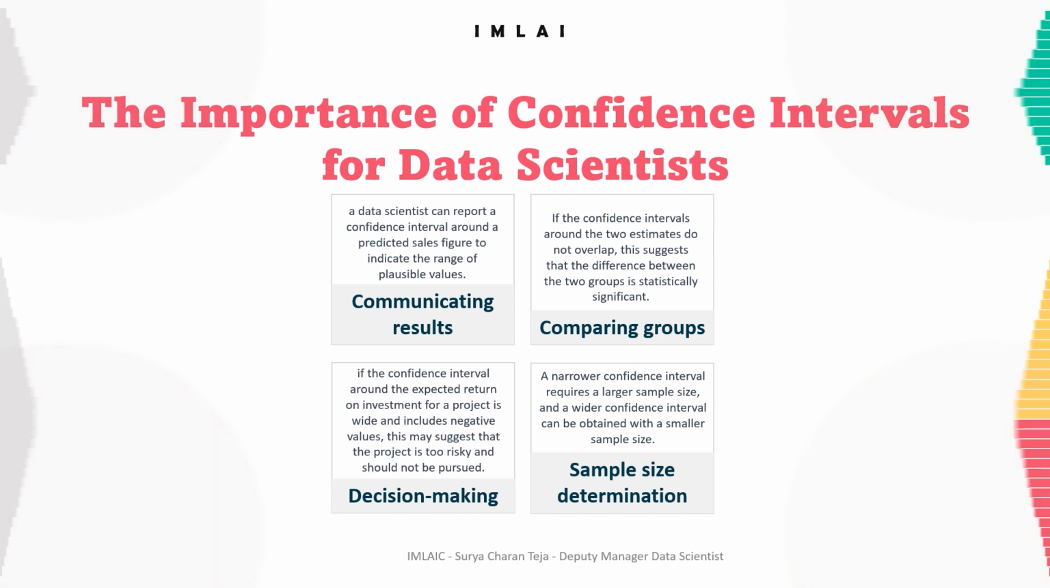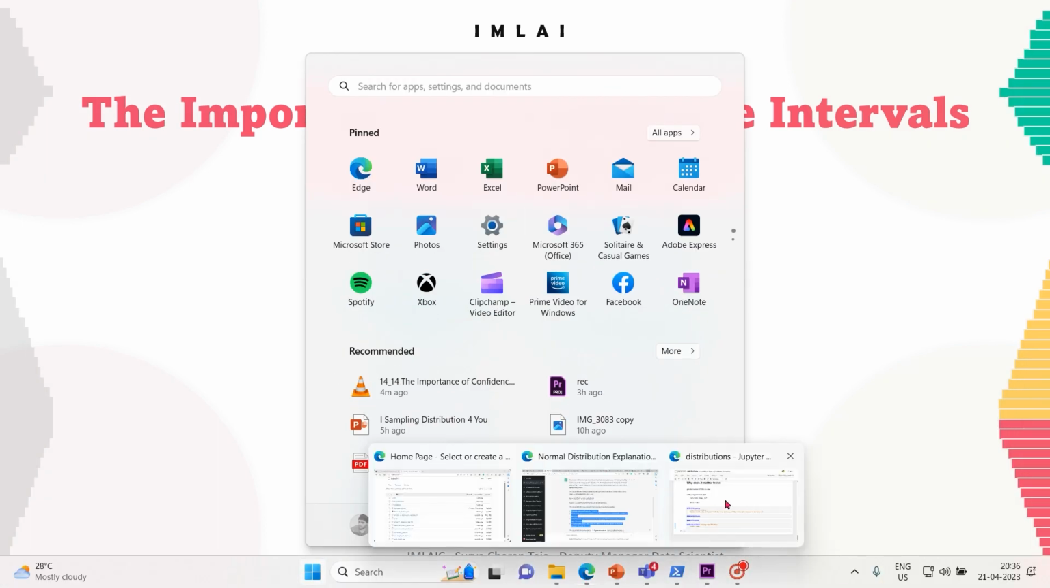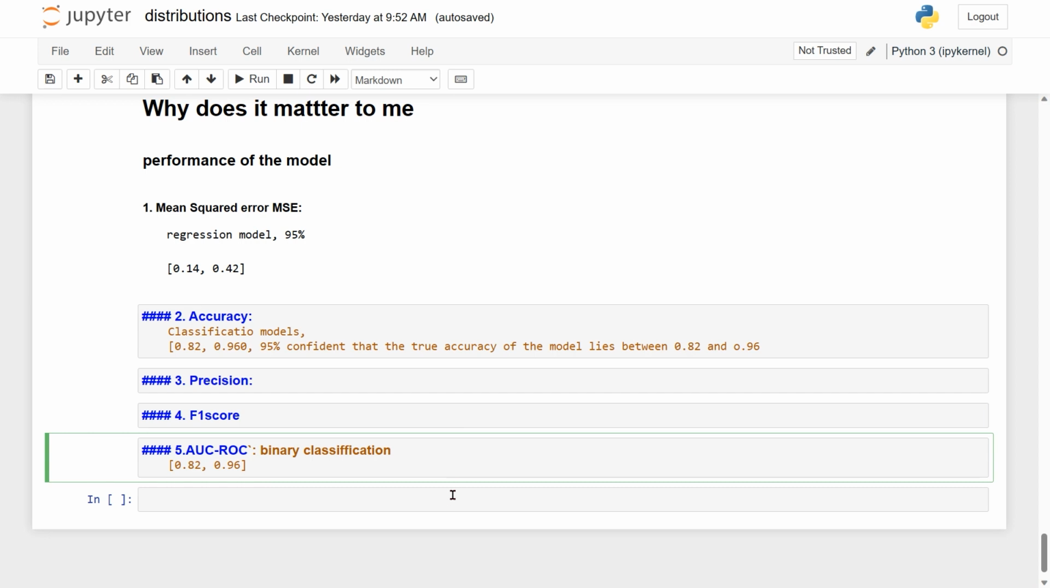Normal distribution, which is the most important concept of statistics. Before we start that, I just want to explain one more thing in depth. That's again the CI, confidence interval.